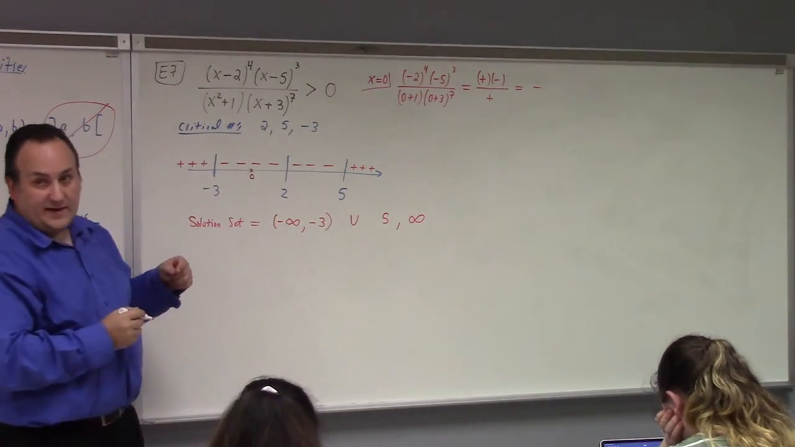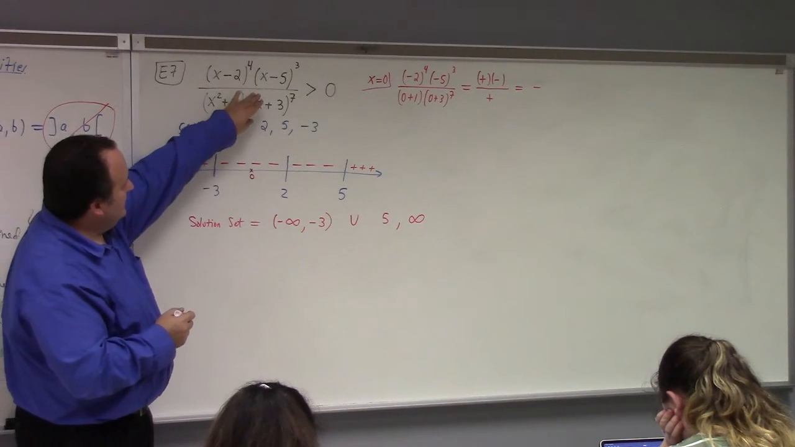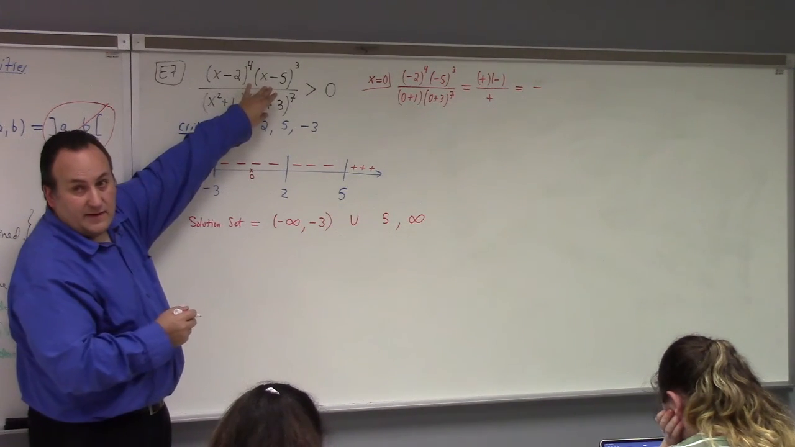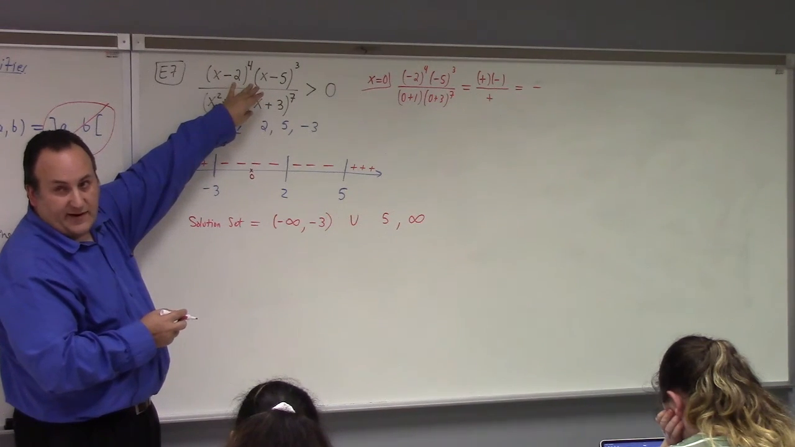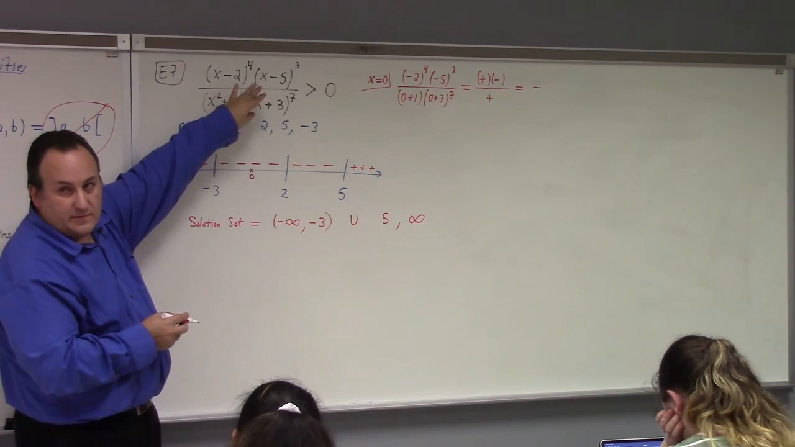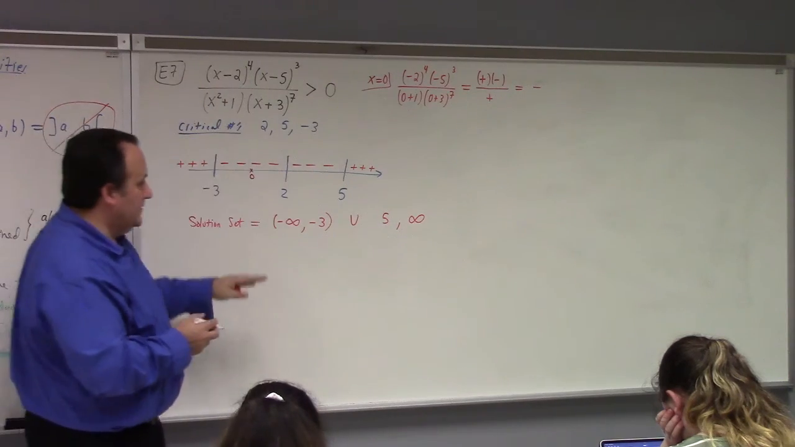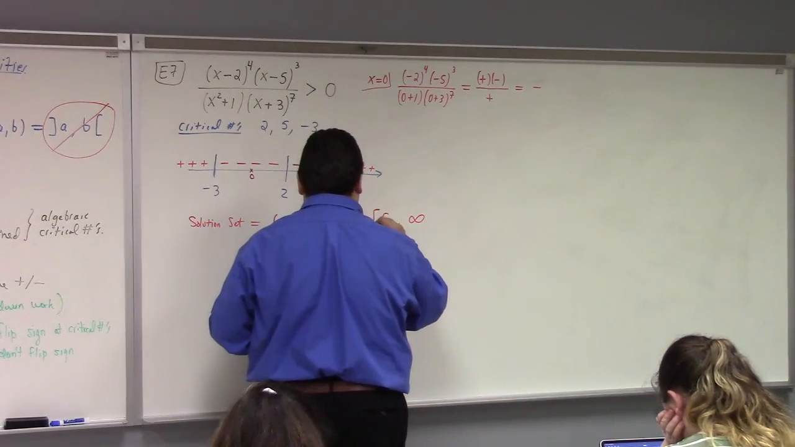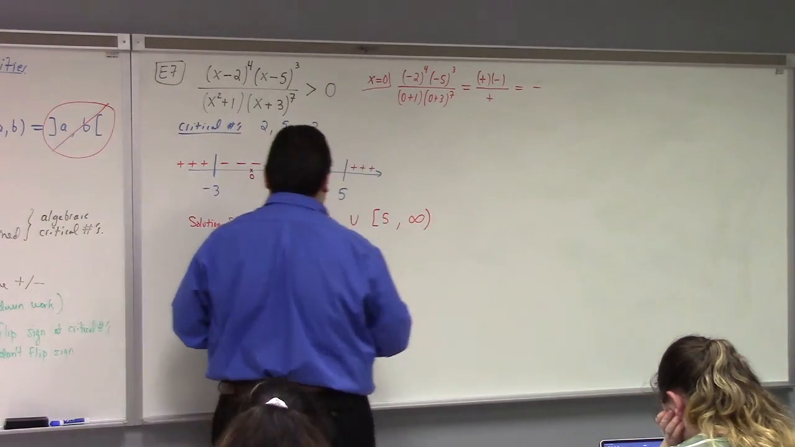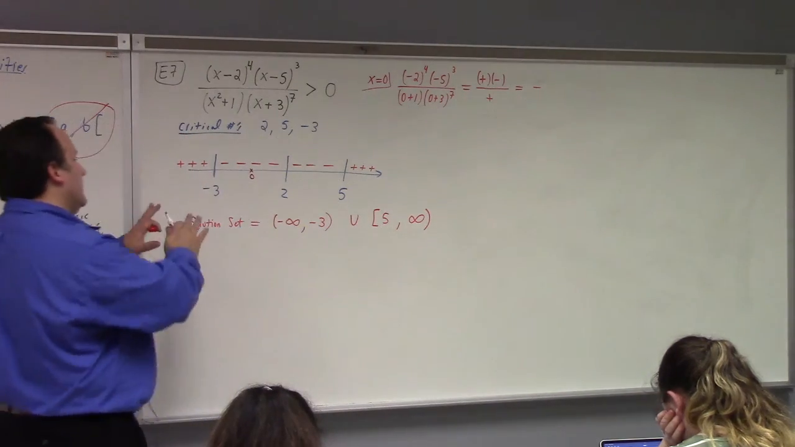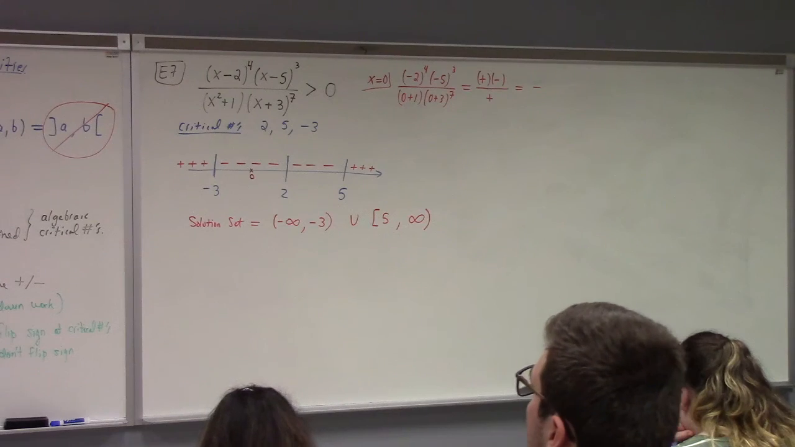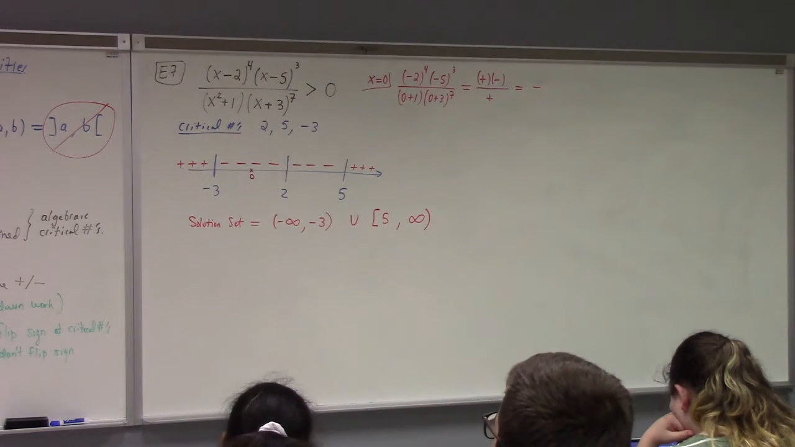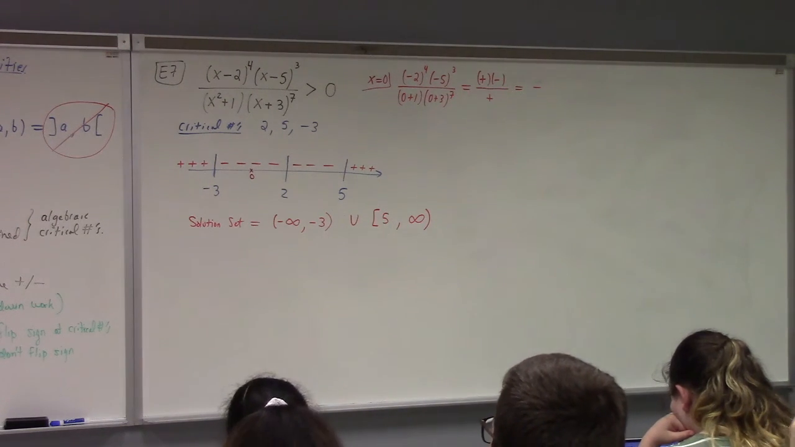On the other hand, 5, what happens at 5? You get 0 in the numerator. That's okay. We can have 0 in the numerator of a fraction. That just makes the fraction 0. So that we include the 5. All right. Now, if you were to write this down as the answer to this problem on the test, I would give you 90% of the credit. But technically, we're missing one thing.